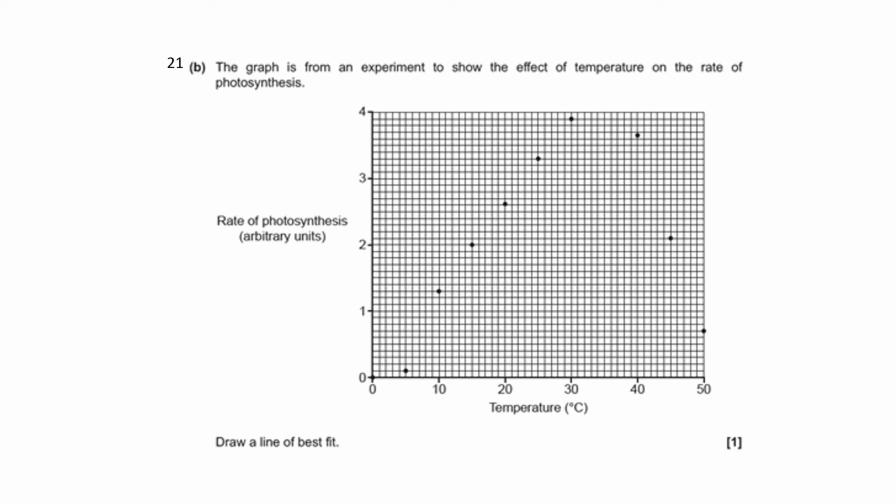We will move on to question 21b. The graph is from an experiment to show the effect of temperature on the rate of photosynthesis. Draw a line of best fit. The rate of photosynthesis is on the y-axis while the temperature is on the x-axis. So we'll see how to draw the best fit line.